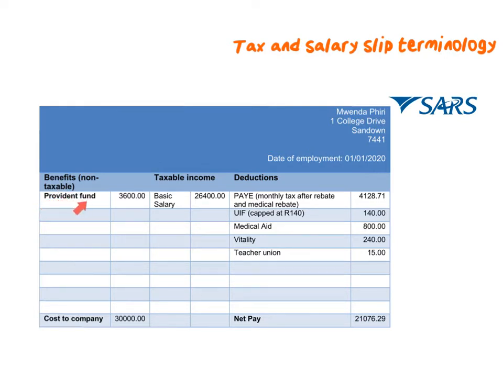If your employer contributes towards a provident fund on your behalf, it means that they pay for your provident fund and they pay for your basic salary. These two together make up your cost to company. But you don't pay tax on 30,000 Rand a month, you only pay tax on 26,400 Rand a month, because this is your actual salary, while the provident fund is merely a benefit, and we say it's a non-taxable benefit because you don't pay tax on it.